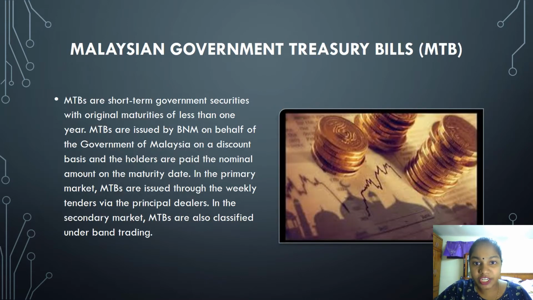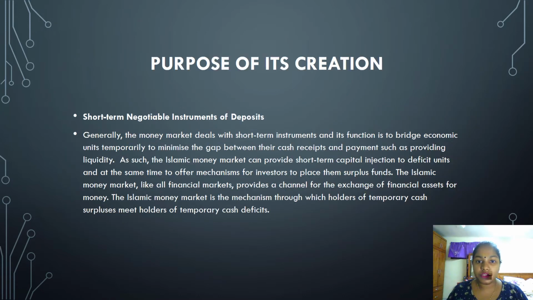The definition of Malaysian treasury bills: they are short-term government securities with original maturities of less than 1 year. They are issued by Bank Negara Malaysia on behalf of the Government of Malaysia on a discount basis, and the holders are paid the nominal amount on the maturity date. In the primary market, they are issued through weekly tenders via the principal dealers. In the secondary market, they are also classified under bank trading.